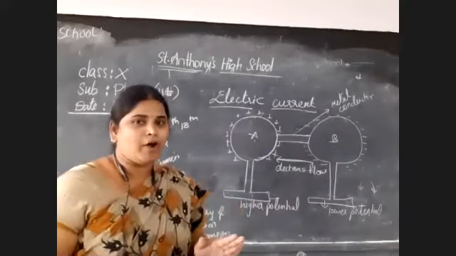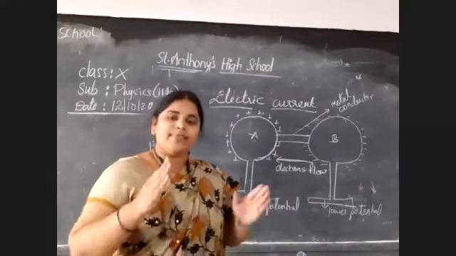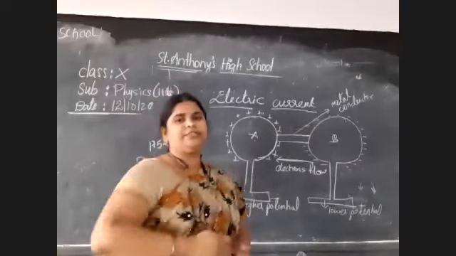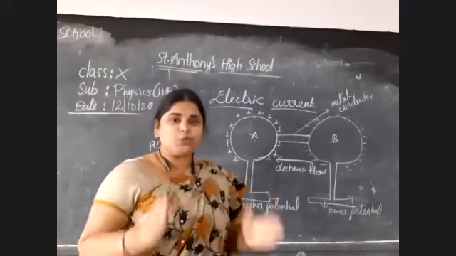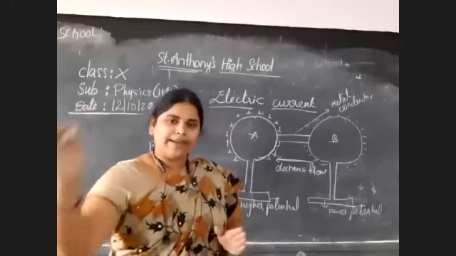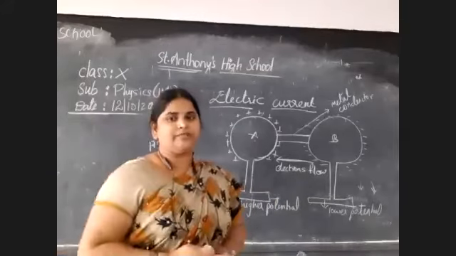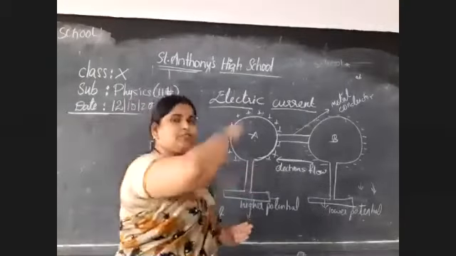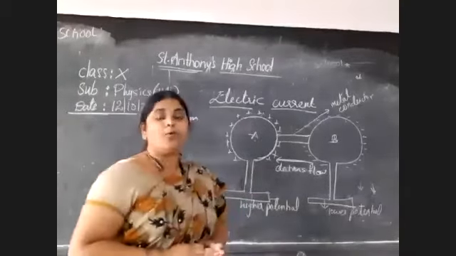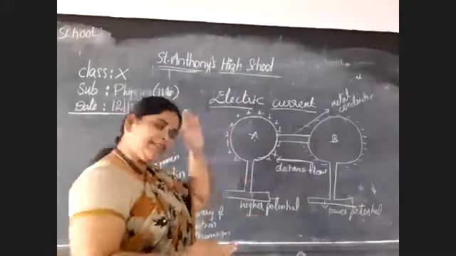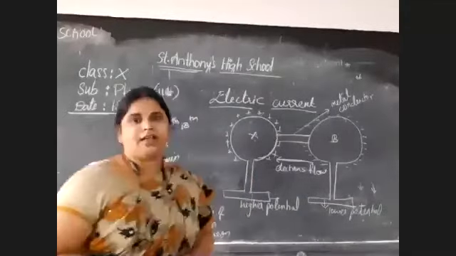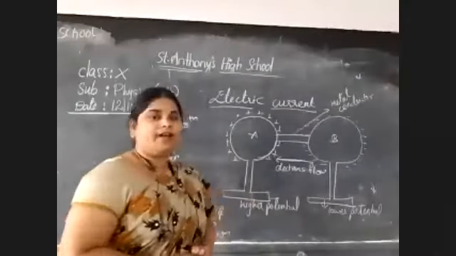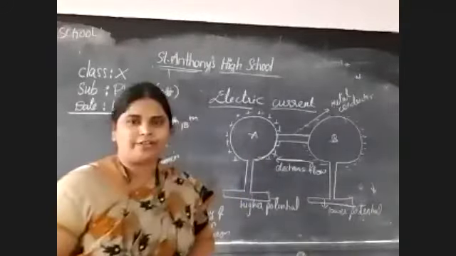But actually, what happens in the conductor? The electrons flow from the negative terminal to the positive terminal. Actually, electrons flow from negative to positive. Conventionally, it is from positive to negative. Why? Because it was discovered in the 17th and 18th century. So this is the story of the direction of flow of electrons.